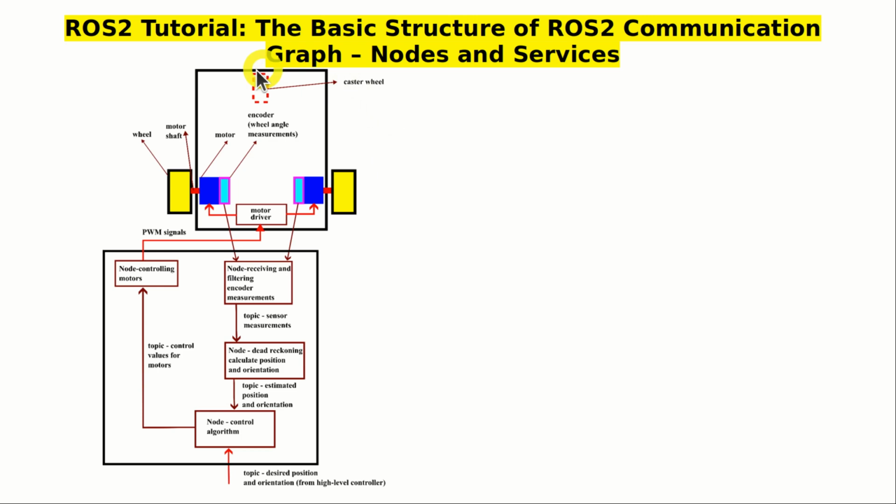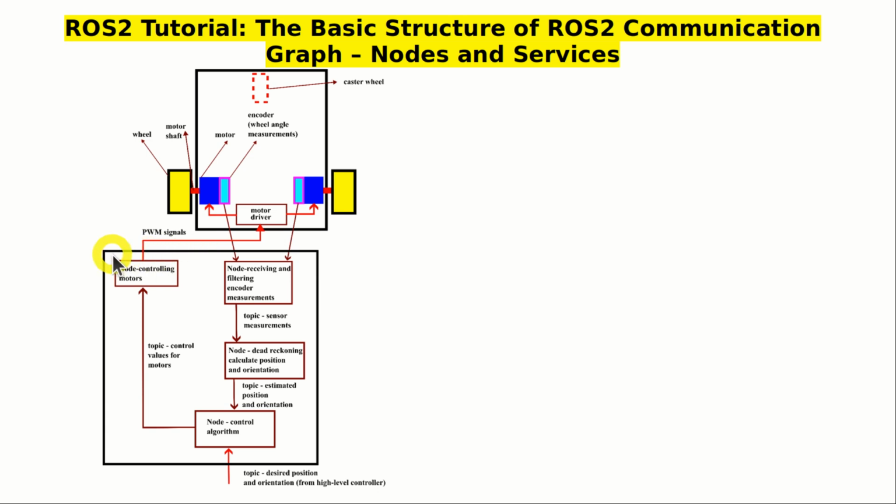Here is a detailed view of the ROS2 communication graph structure. Here is the representation of our differential drive robot. Here is the robotic base, first wheel, second wheel, motor, encoder, second motor, and second encoder. Then we have a motor driver, and we have motor shafts. And of course, we have a caster wheel.